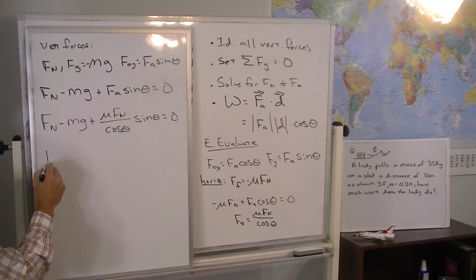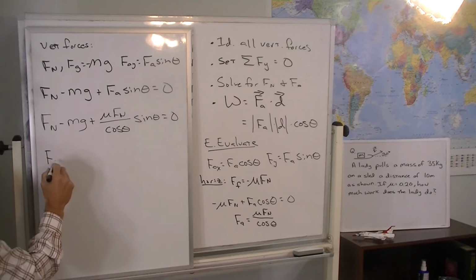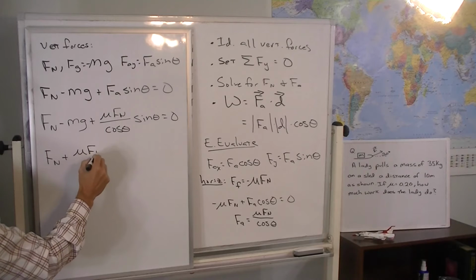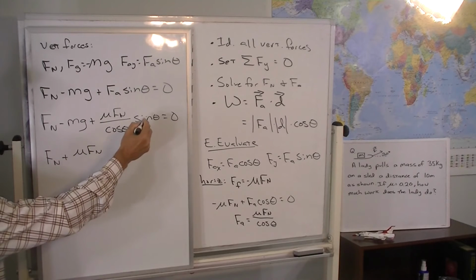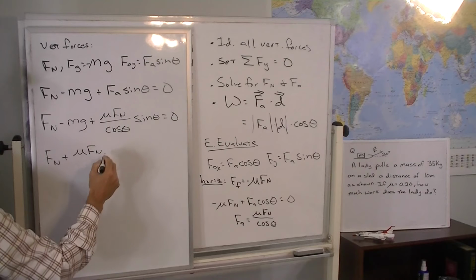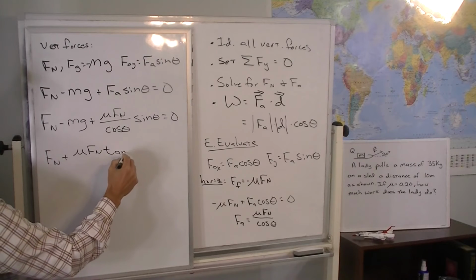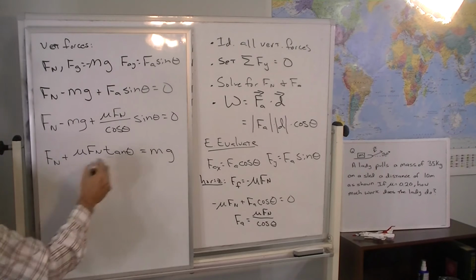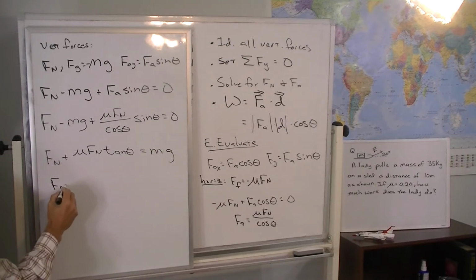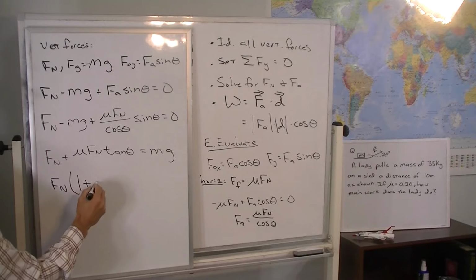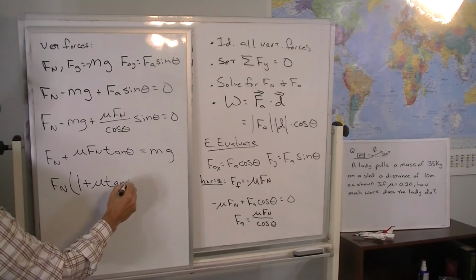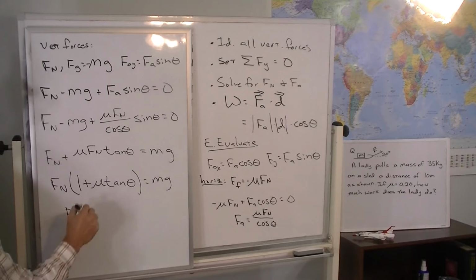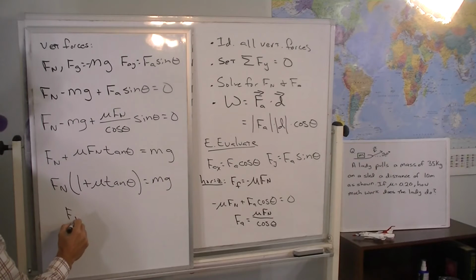So it's convenient to put mg on the other side. It's also convenient to note that the sine theta divided by the cosine theta is tan theta. Now it's convenient to factor out the normal force. Now it's convenient to divide both sides by the term in parentheses.